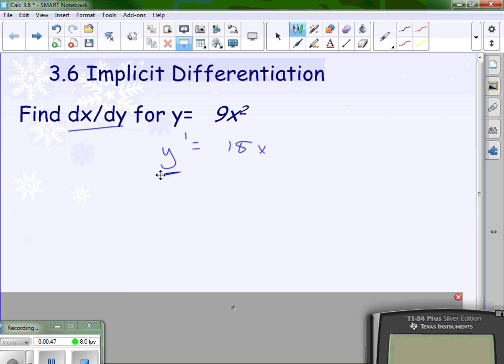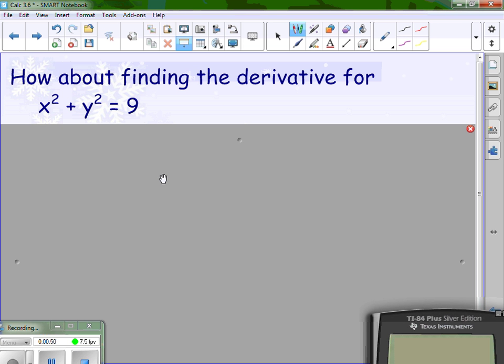All right. Now we're going to find the derivative for x squared plus y squared equals 9. What's different about this one? I have an x, I have a y, they're both squared. When I graph this, which is something we talked about in pre-calculus, we'd have to rearrange this and solve for y. Y equals, then I have to do what at the end? Square root.